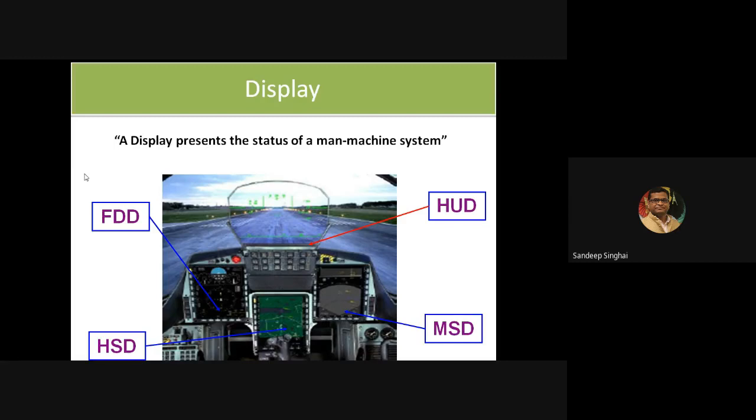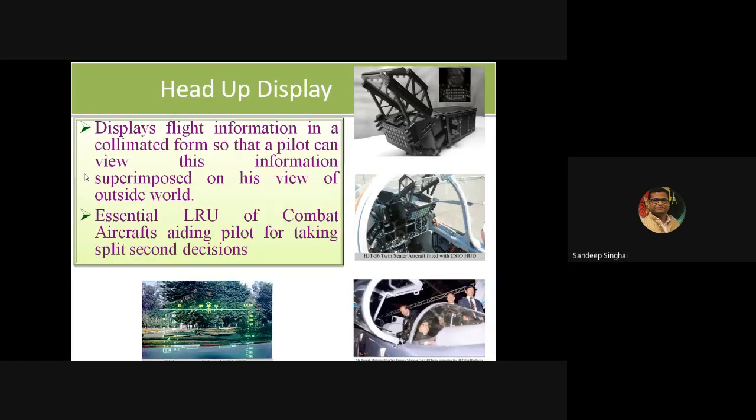Why do we call them head-down displays? Because to look into those displays, the pilot has to change his line of sight. On the contrary, we have a head-up display in the aircraft, which is a device that displays the aircraft information on a transparent display, superimposed on the outside worldview of the pilot, and this does not require the pilot to change his line of sight. He can continue watching the outside world as well as read the information available to him on his transparent display. Head-up display basically displays flight information in a collimated form.